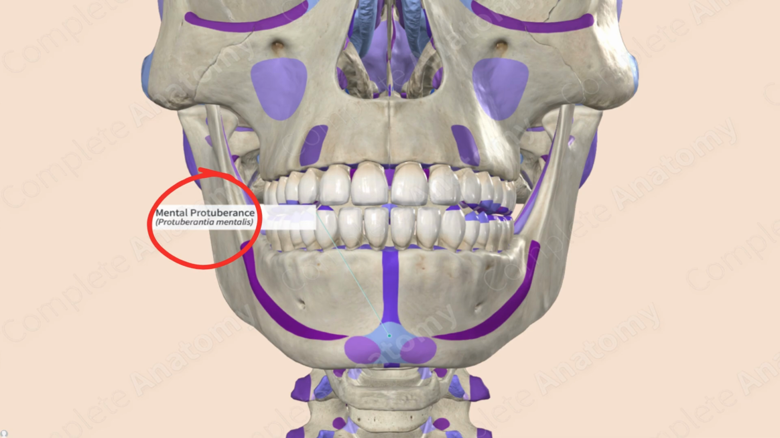As you can see, the mental protuberance, number one, is located in the midline. Number two, it is triangular. Number three, it is also known as the mentum. And lastly, it is the chin.